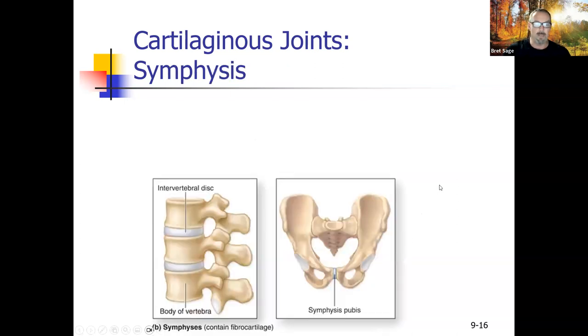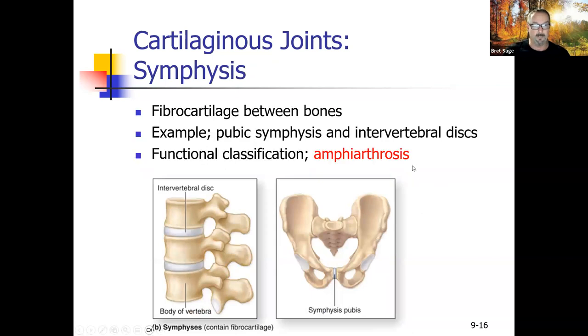Okay, a symphysis. Now, still cartilage, but instead of hyaline cartilage, it is fibrocartilage.